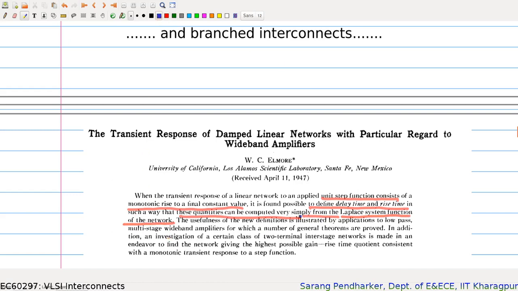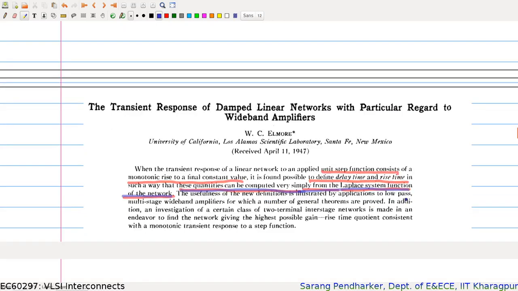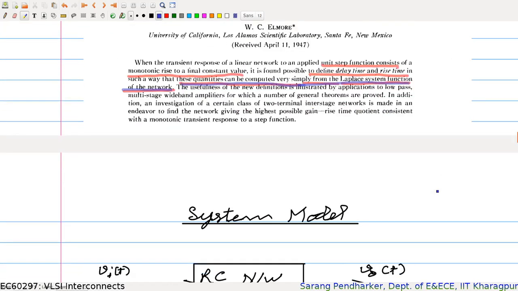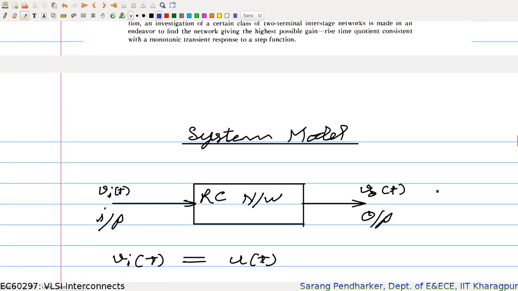So the key is these delay quantities can be computed very simply from the Laplace system function of the network. Laplace system function is nothing but what we call today as the transfer function of the system. So let us look at the systems model for a network, for an RC network. So what we have is this. I have an LTI system. In our case, this is an RC network, which can be my interconnect.